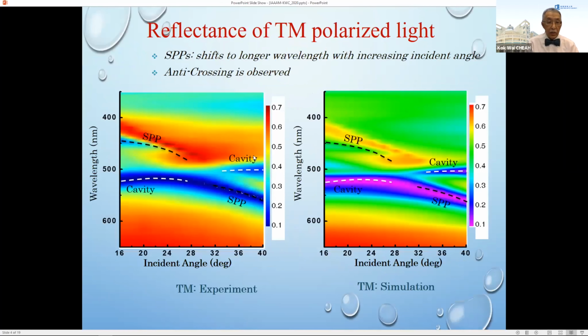Summarizing the result very briefly, what we see on the right hand side is a simulation of the TM modes, and the experimental result is on the left hand side. You can see we have the SPP modes and the cavity modes, and when they have mode coupling you see an anti-crossing here, both in experiment and simulation. You will see that they agree very closely with each other.